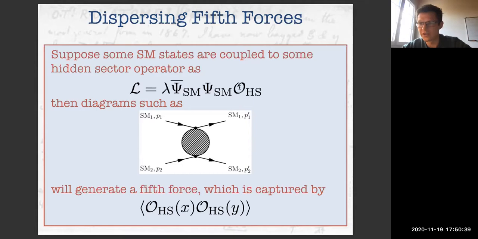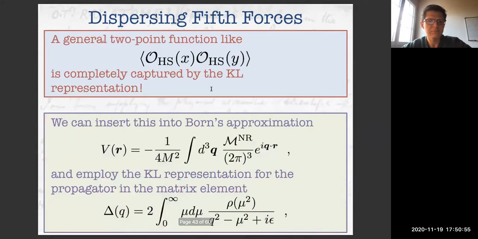If this were one state, one hidden sector scalar, for instance, you would just have a tree level diagram where you create the scalar here and kill it here, and in between you just have some scalar propagator. But operators have propagators too, and that's just the Kallen-Lehman representation. And so we can just insert the Kallen-Lehman representation into Born's approximation to derive the form of fifth forces that's completely general in the case where the fifth force is like this.